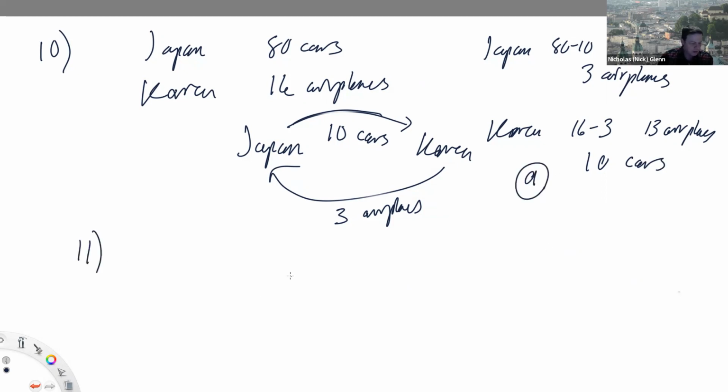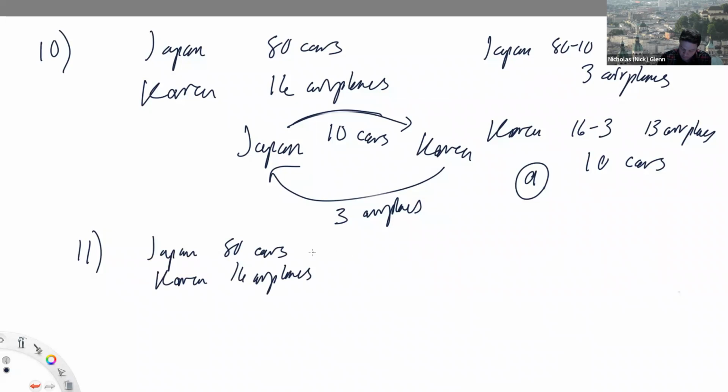All right, 11. So refer to table 1. Without trade, Japan produced and consumed 50 cars and 6 airplanes, and Korea consumed 27 cars and 7 airplanes. That's how they decided to divide up their time. Then they agreed to trade, and so they each specialize in what they're best at. And they traded 28 cars for 8 airplanes. So here it wants to determine who gains what. So we already said Japan, 80 cars. Korea, 16 airplanes because they're specializing. Now what do they do? Well, they're going to trade 28 cars for 8 airplanes.